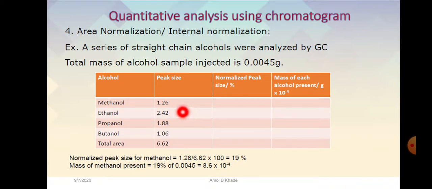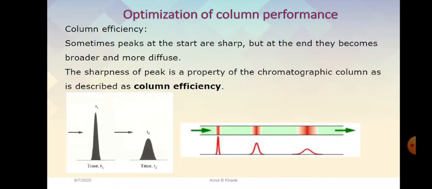For example, ethanol: it is 2.42 divided by 6.62 and multiplied by 100. So a certain percentage will come, and you have to find out that percentage. Let's say 22% is coming. So you take 22% of 0.0045, and that will be the mass of that particular component. So this is how the area normalization method is done. These are the quantitative methods used for a chromatographic experiment.